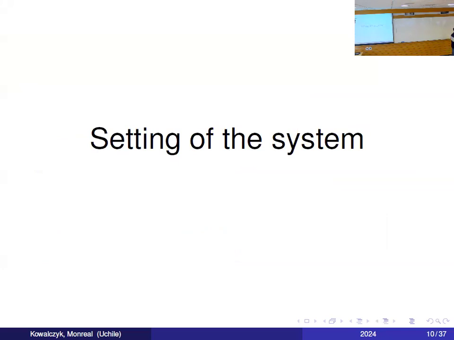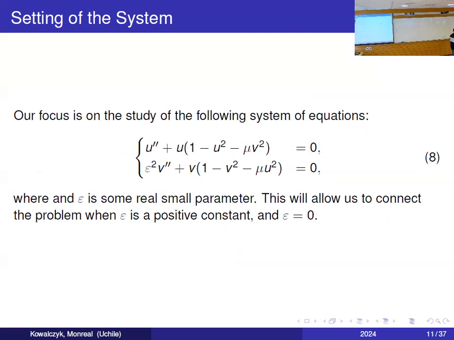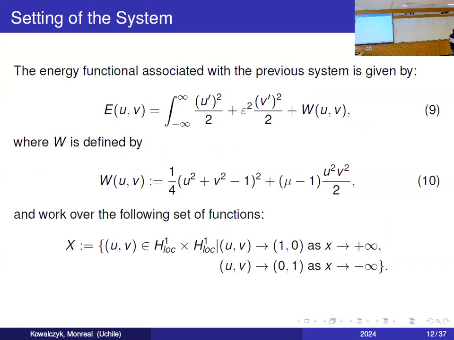Let's see now the system. How are we going to work with it? So this is the system that we are interested in. Now we have d2, d1. We are interested in mu greater than 1. So the energy associated with this potential is like a W. You have, in real variables, two minimums, at (0,1) and (1,0). It is coercive, and we are going to work with this set of functions.